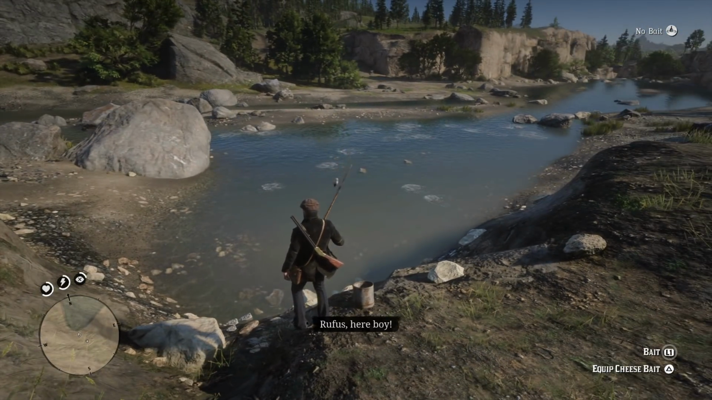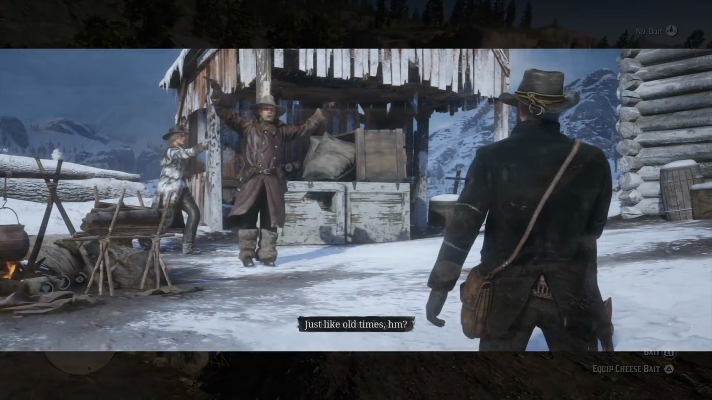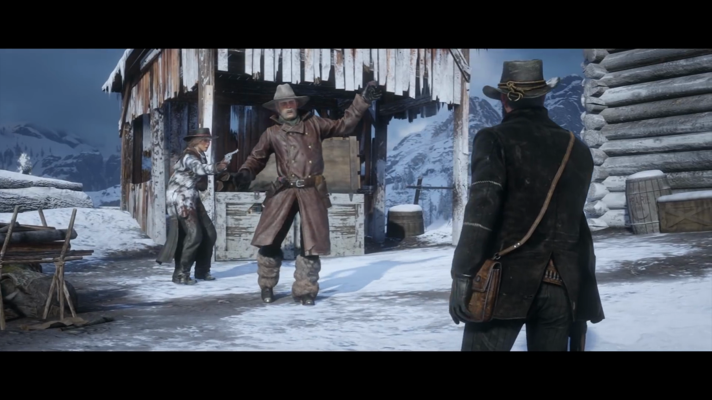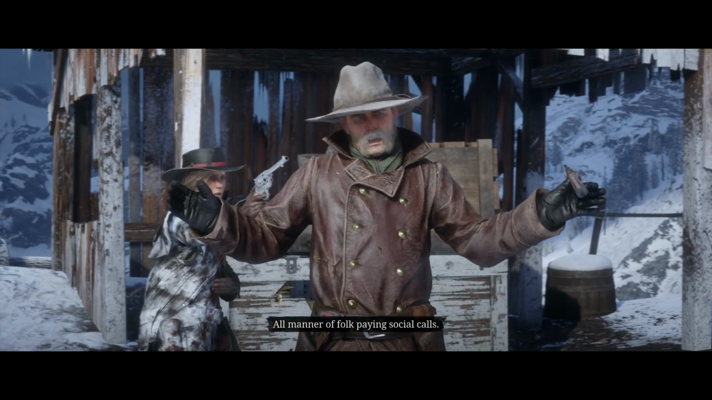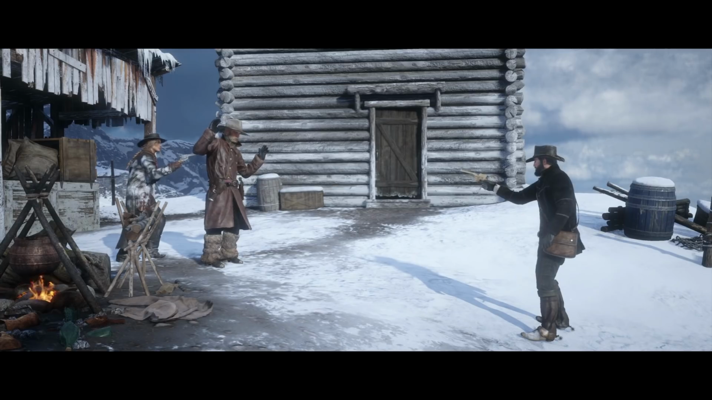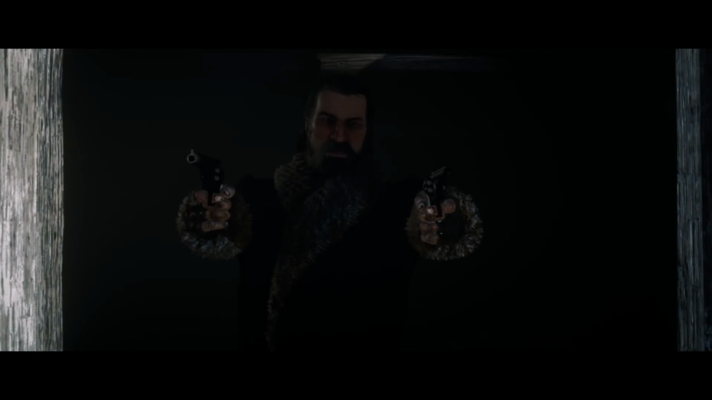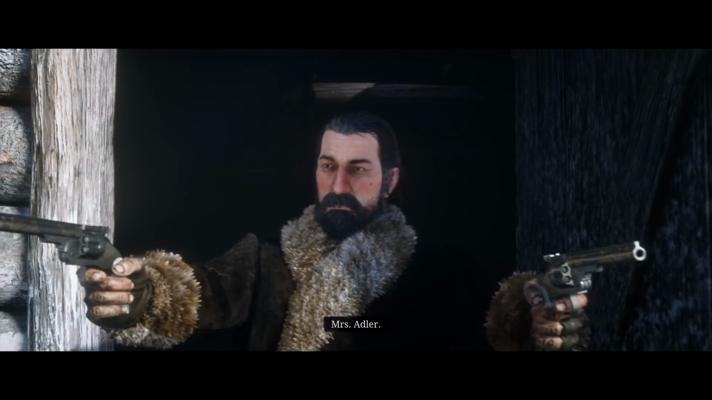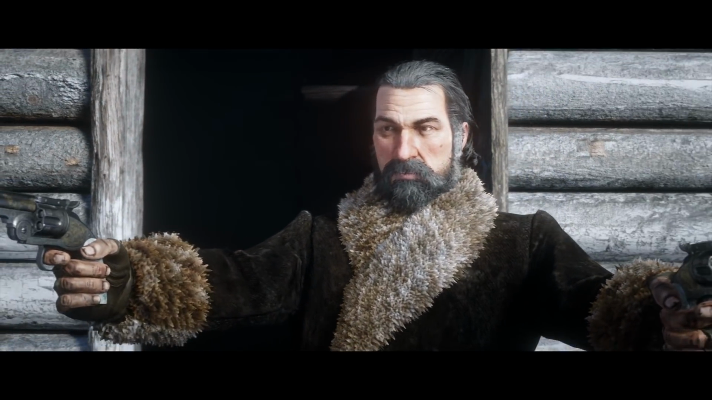So now let's move on to Dutch. Dutch is the fourth character that makes an appearance in all three of these timelines. Again, 1899, 1907, and 1911. And I feel like he makes the biggest changes from 1899 to 1911. I feel like he ages the most. I feel like his appearance changes.